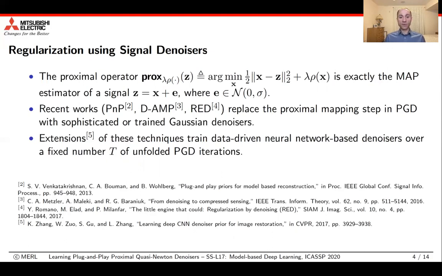In this presentation, we're going to focus mostly on the plug-and-play approach. I would just want to add that there have also been extensions for these techniques where they unfold the iterations of the PGD, or the proximal gradient descent, over, let's say, T iterations, and then they try to train a denoiser that's suited for that specific type of inverse problem that's being solved.